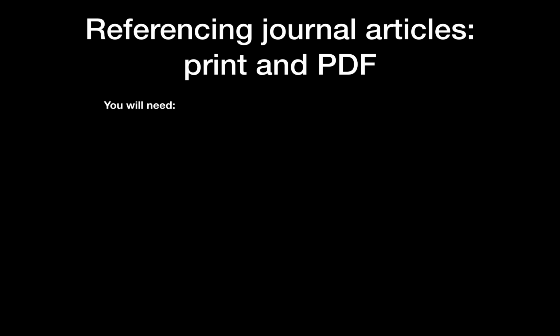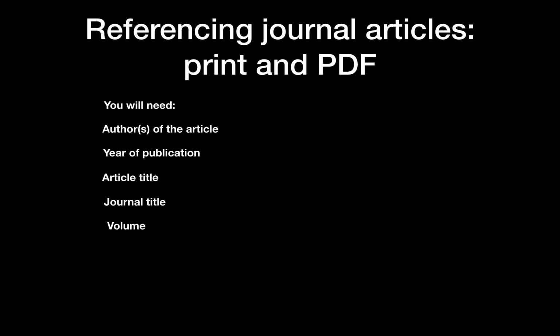To reference a journal article properly in your reference list at the end of your work, you will need to gather some details. You'll need the author or authors of the article, the year that it was published, the article title and the journal title, the volume number of the journal, and sometimes you'll find that the journal has been split into a part or an issue, so you have to give the part or issue number as well, and the page numbers on which you found that article.